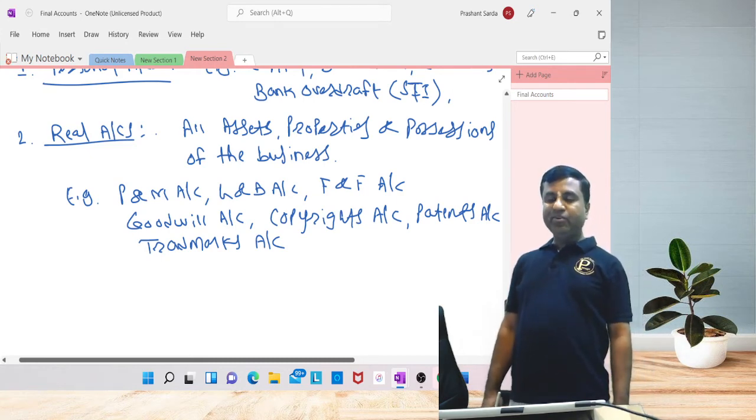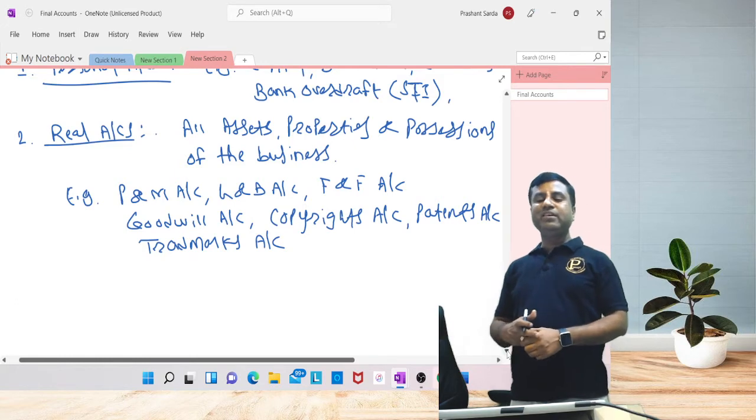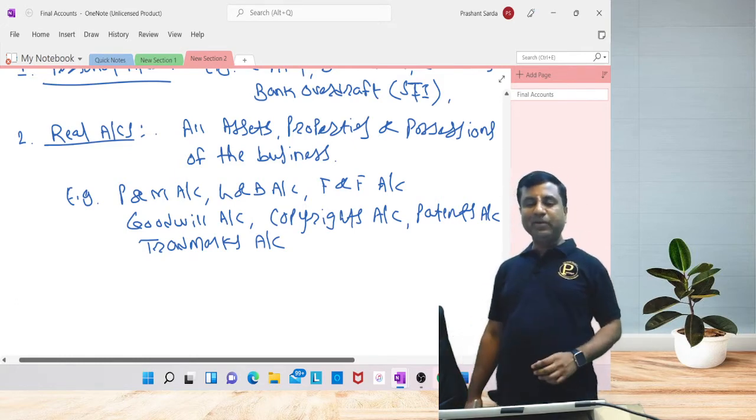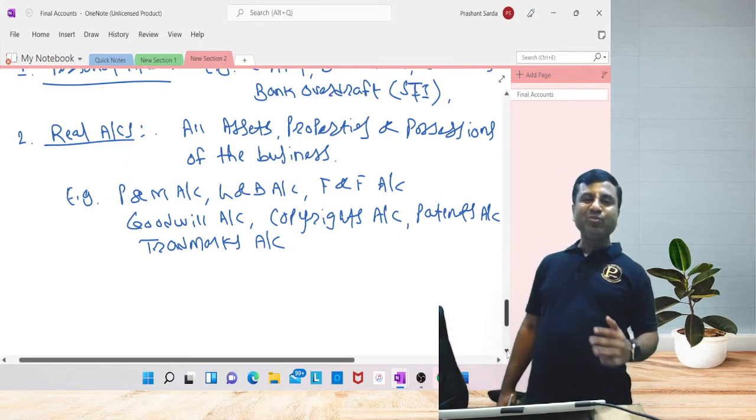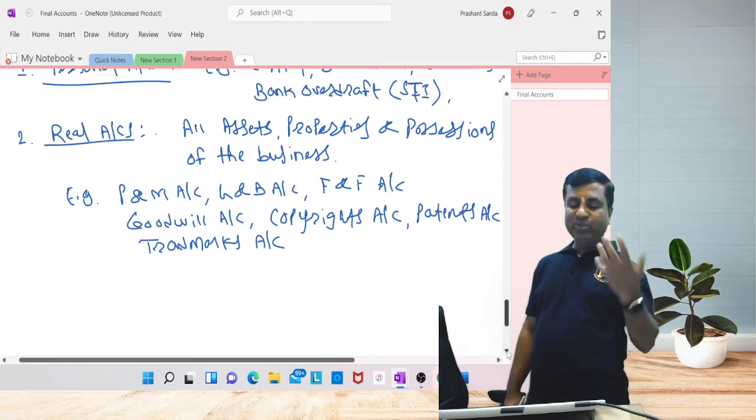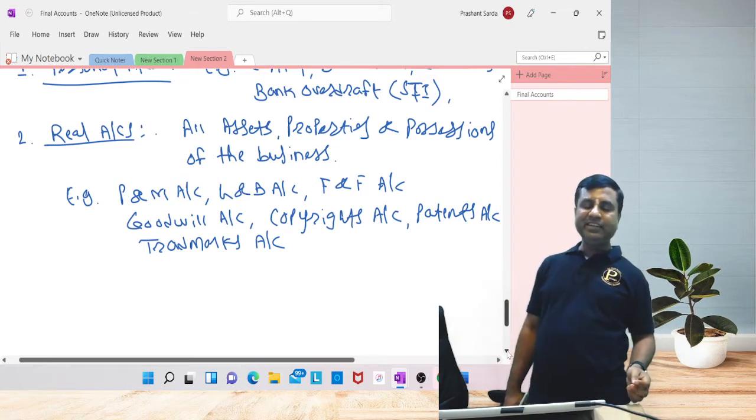Debtor is not a real account, it is basically a personal account, because these are the parties from whom the business is supposed to receive. These are customers to whom you sold on credit, and they are supposed to pay you in the future. So these are nothing but the parties from whom money is receivable in the future. So that is a personal account.